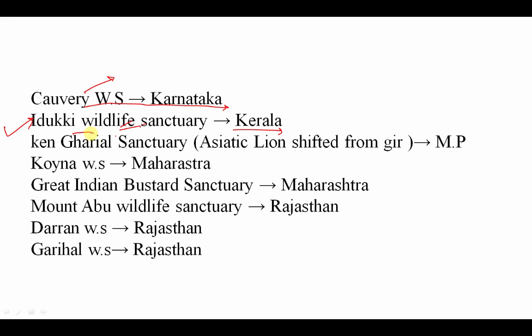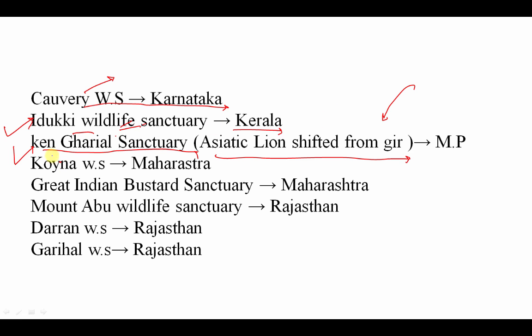Kuno Gharial Wildlife Sanctuary, another important sanctuary. Recently the Asiatic lion was shifted from Gir to this place, that's why this place is in the news. Firstly, the only place of the Asiatic lion was Gujarat. Right now a few Asiatic lions were shifted to this sanctuary also. So it is in MP, Madhya Pradesh.